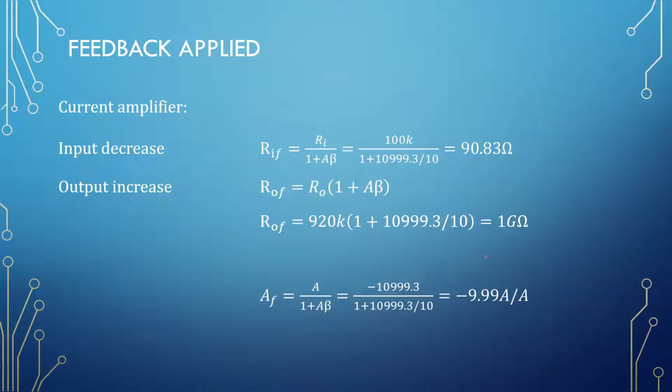Alright, so if we have those three things, we can calculate our input impedance with feedback. So the input should decrease, and that becomes 91 ohms roughly. The output impedance should increase. That will go to 1 gigaohm or 1000 meg. And the current gain is minus 9.99 amps per amps, which is close to the minus 10 of our feedback factor. And that is our first example.